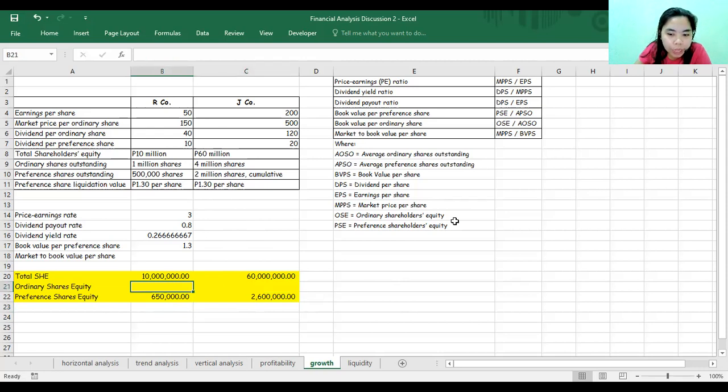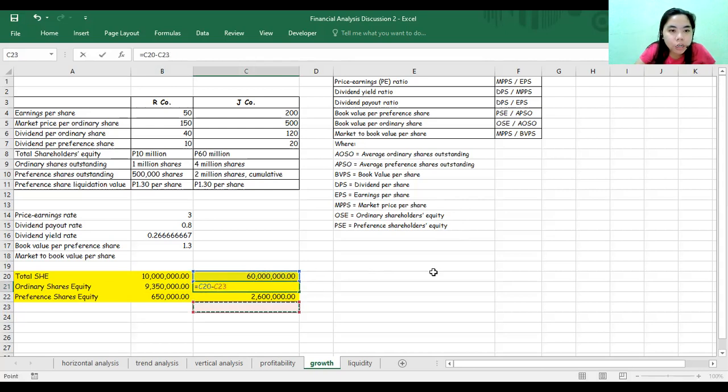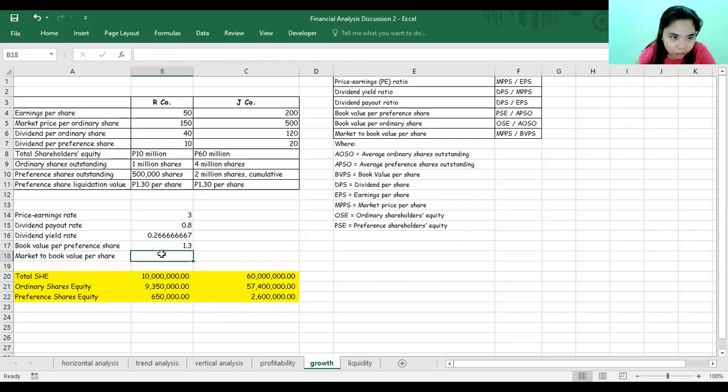So if we work back, since our total shareholders equity is ordinary share equity plus preference share equity, so 10 million less 650,000, our ordinary shares equity is 9.35 million. And for J company, that's 57.4 million representing its ordinary shares.